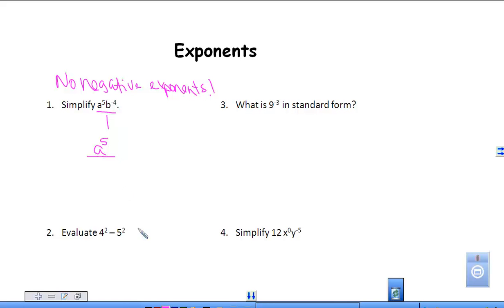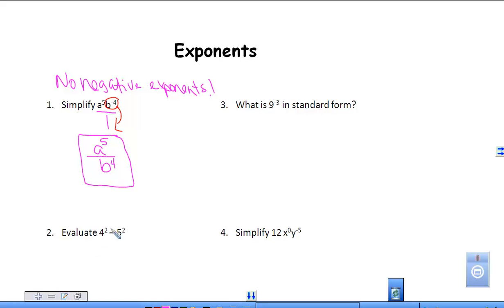So remember, when we have a negative exponent, to simplify this, we take what is attached to the negative exponent and we move it across that fraction bar. So in this case, we need to take that b to the negative 4th and move it below, and it becomes b to the positive 4th. We do not have the same base, so this is all we can do to this problem. So this is in simplified form.